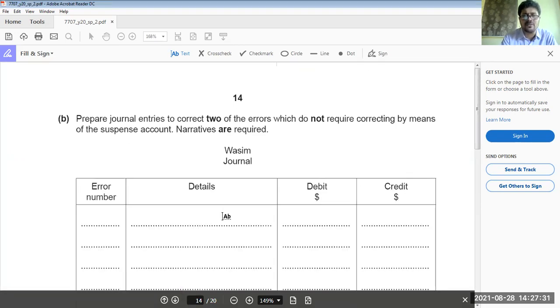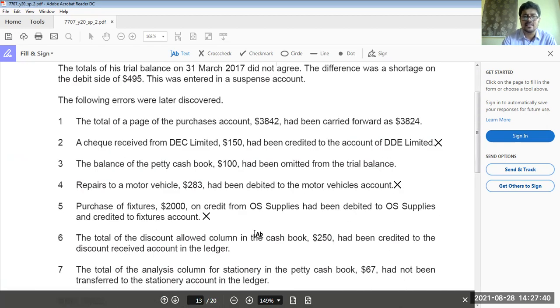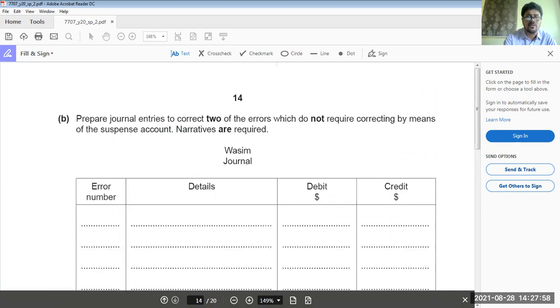Prepare journal entries to correct two of the errors which do not require correcting by means of a suspense account. So we have to go back. There were, I think, three errors. One is omission, then principle, and then complete reversal. So we have to correct any two errors. So what will we do? You have to write the error number over here, and you have to make the correction. Now, see the question.